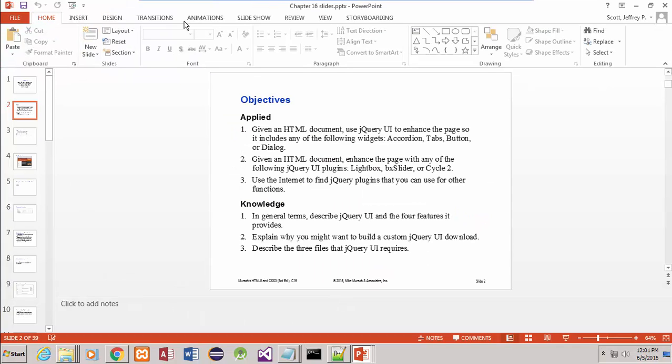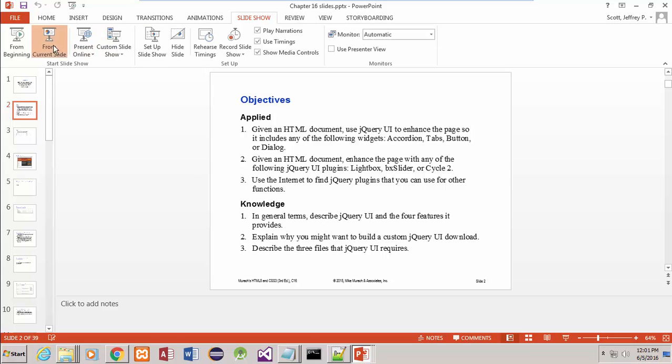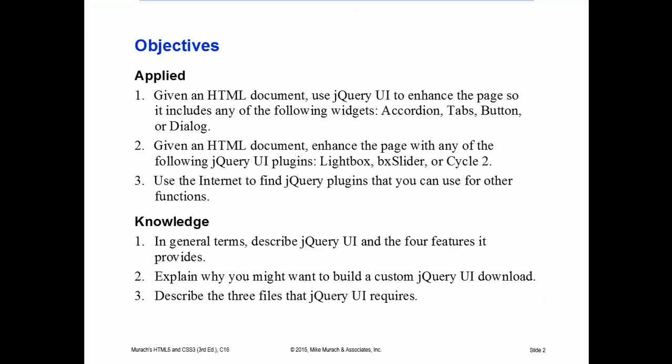So what we're looking to do: given an HTML document, use the jQuery user interface, or UI, to enhance the page to include things like accordions, tabs, buttons, and dialogues. Given an HTML document, enhance the page by using jQuery plugins such as Lightbox, BX Slider, or Cycle 2. Use the internet to find additional plugins for jQuery that you can use in functions. Some of these plugins will be free, others will be at a nominal cost. And you can also find people who are willing to build you plugins, which won't be so cheap.